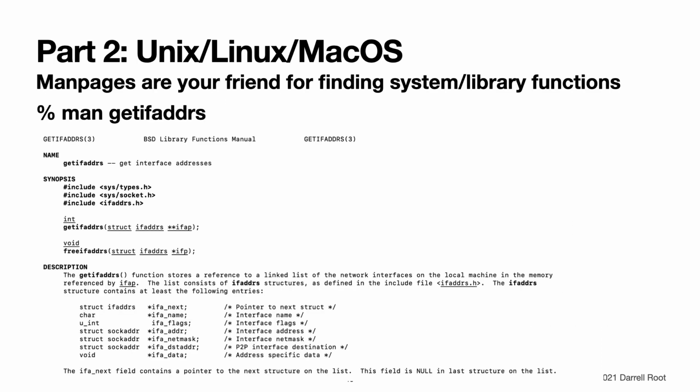Let's move over to Unix, which includes macOS and Linux, starting with documentation. One part of documentation on Unix is the man pages. So here we're using the man command to look up the man page for the getifaddrs function, and it gives us information about the function, the header files that are required, and it even gives me documentation on the data structure where you can see that it's actually returning linked lists again about interfaces.